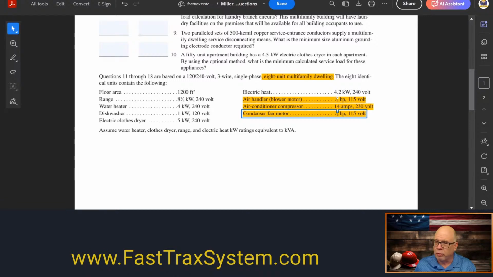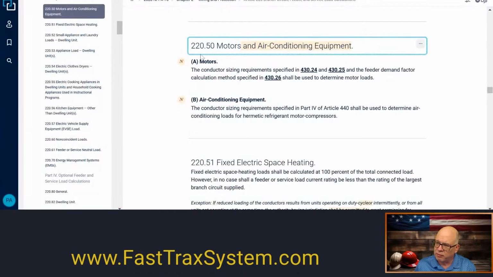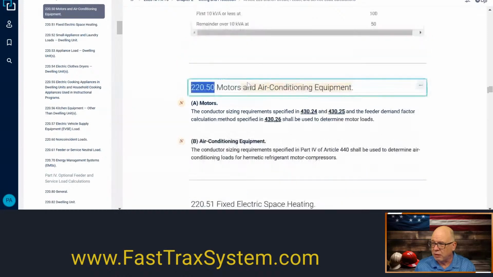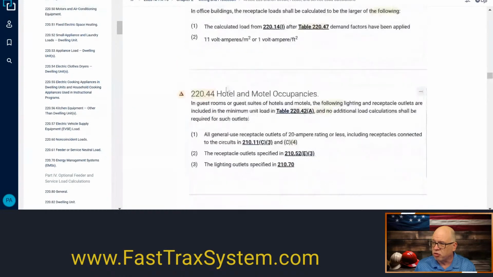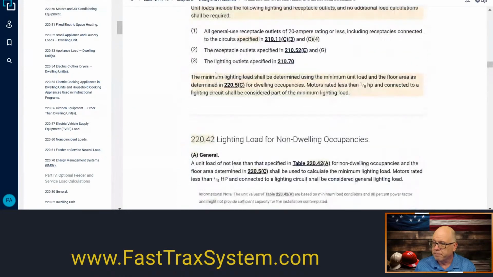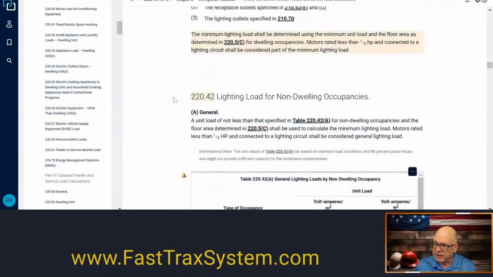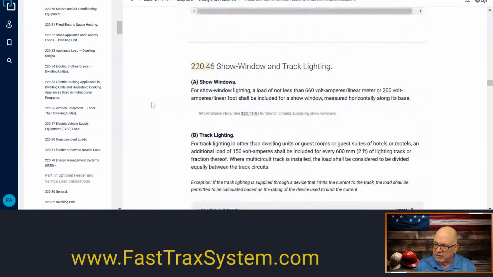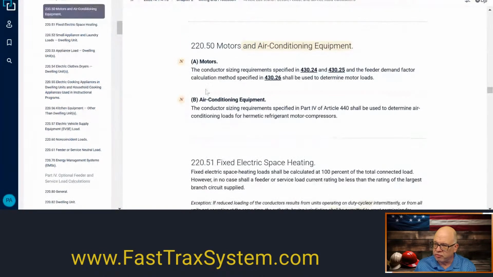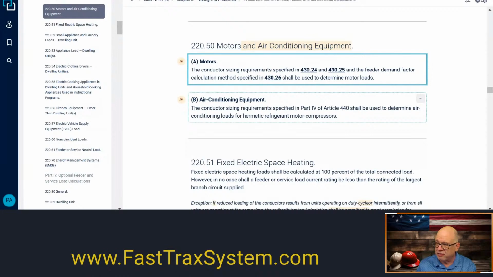But now, what we want to do is we want to go back to the NEC, and we're going right here under 220.50, which is, again, just so I will show you. Let me scroll back to show you where it's at. Right here, you see that that's under Part 3, and that's still what we're working in. And this is for your motors. Now, what does it say about the motors and air conditioning? Okay. So the motor is the compressor, which qualifies as a motor.